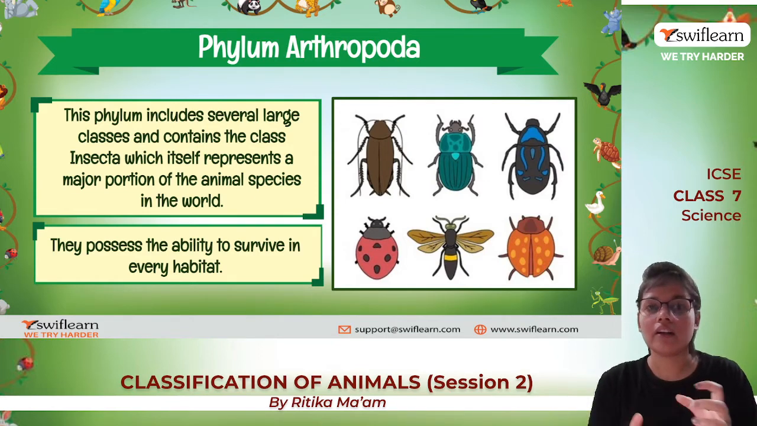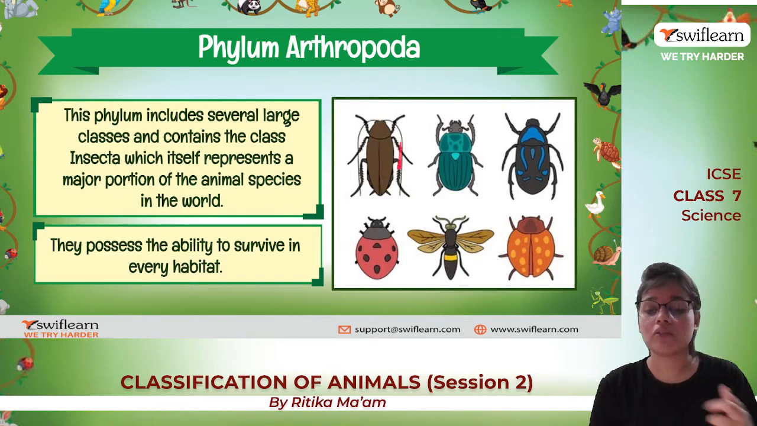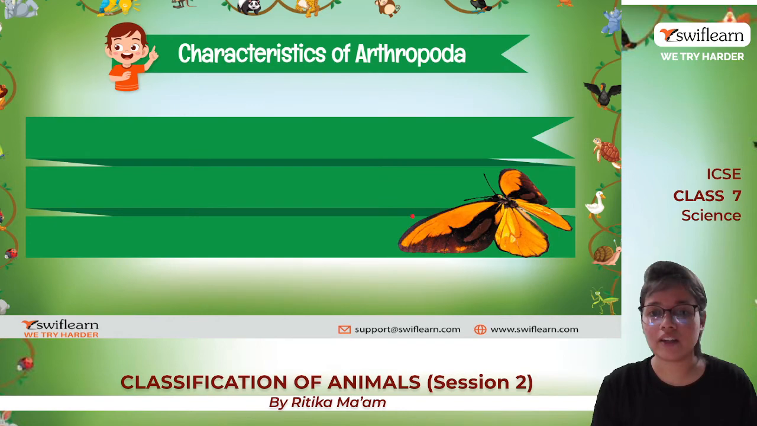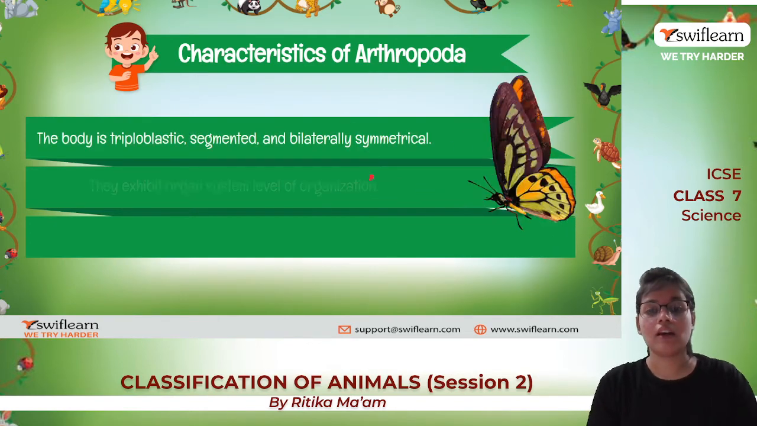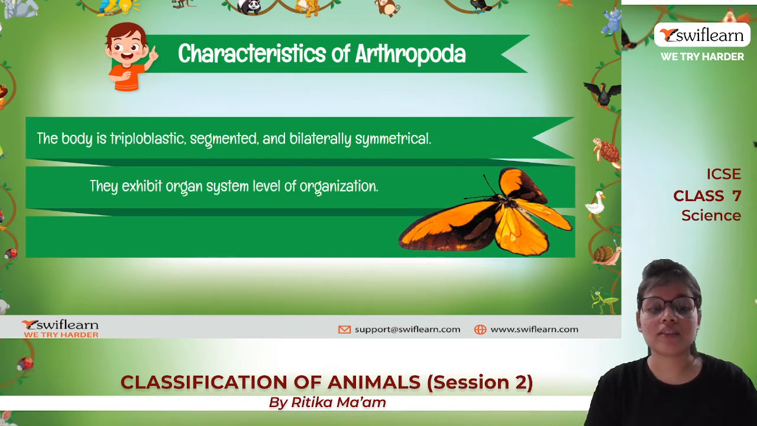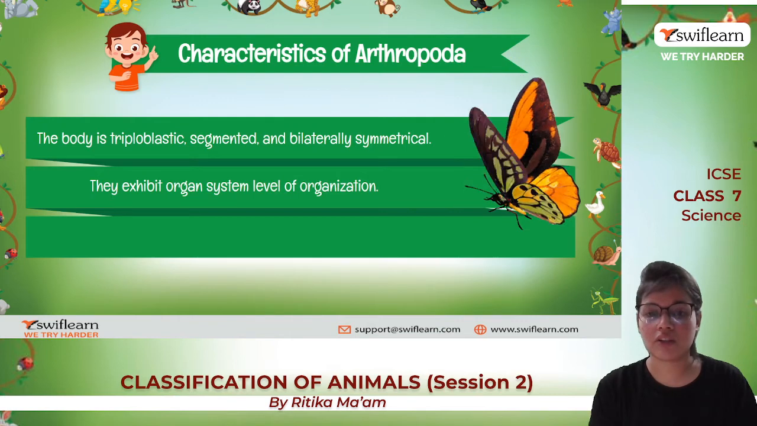It has 9 lakh species, so it covers a major portion of the animal species in the world. They can survive in any kind of condition. They have the ability to survive in every kind of habitat, and that is the reason why they are so widely distributed. Next, talking about their characteristics, their body is triploblastic, segmented and bilaterally symmetrical.